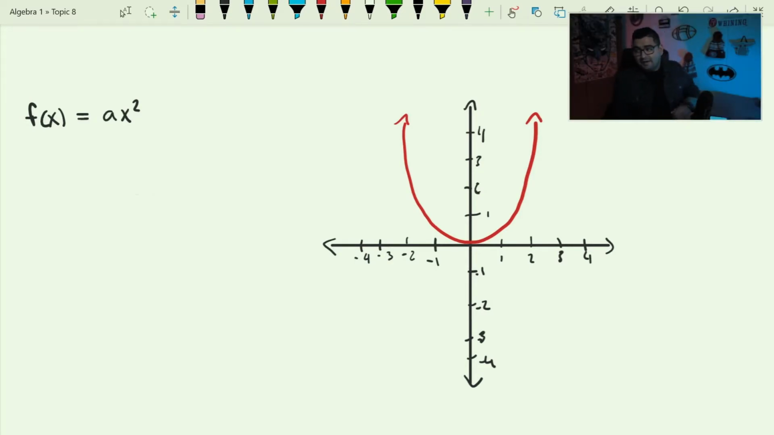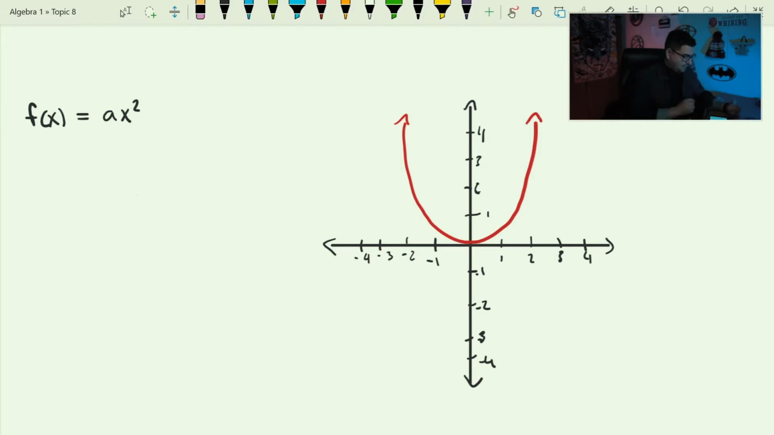So here I have a regular parabola. And really the first number that we're going to talk about that's included in vertex form is often referred to as a, and it's usually in front of the x squared, okay? And what this number does, when we change this number, it controls a few things. Number one, it's going to control the direction in which the parabola opens.